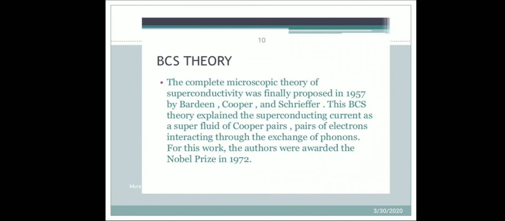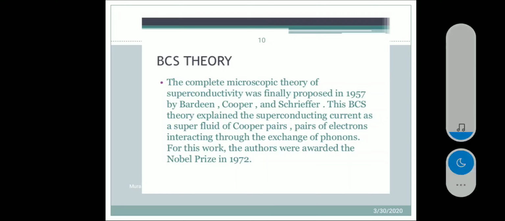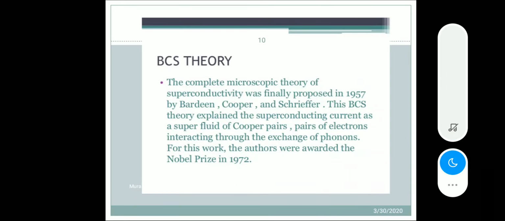Now, an important quantum mechanical theory regarding superconductivity is called BCS theory of superconductivity. BCS means Bardeen, Cooper, and Schrieffer theory of superconductivity. Three scientists, Bardeen, Cooper, and Schrieffer, proposed a quantum mechanical theory for superconductivity, and this theory is called BCS theory of superconductivity.